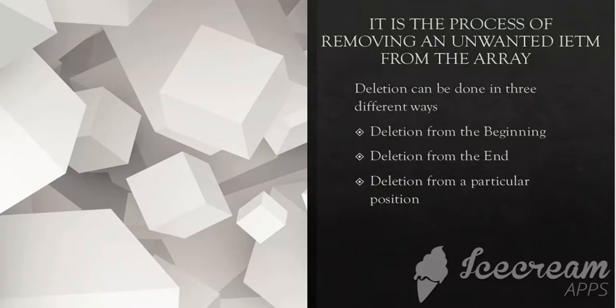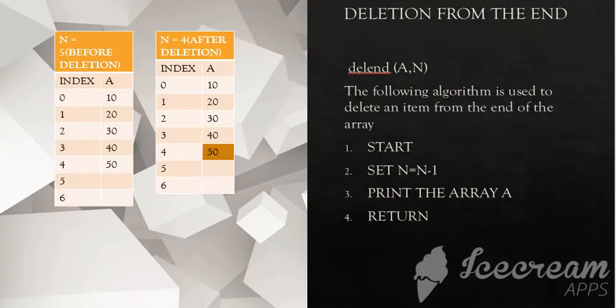Okay, so let us move on to the deletion from the end. It is the simplest deletion, so we are concentrating on deletion from the end initially. Consider an array having 5 elements: 10, 20, 30, 40 and 50. If we are deleting an element from the end, the 50 will be removed and the remaining array will be 10, 20, 30, 40.